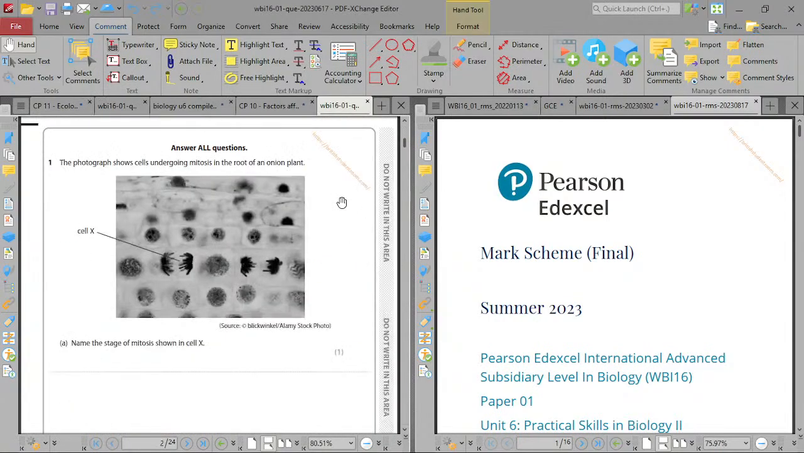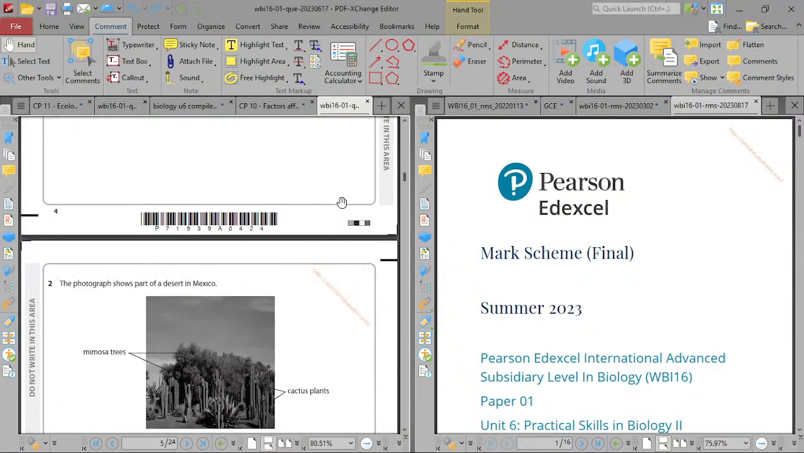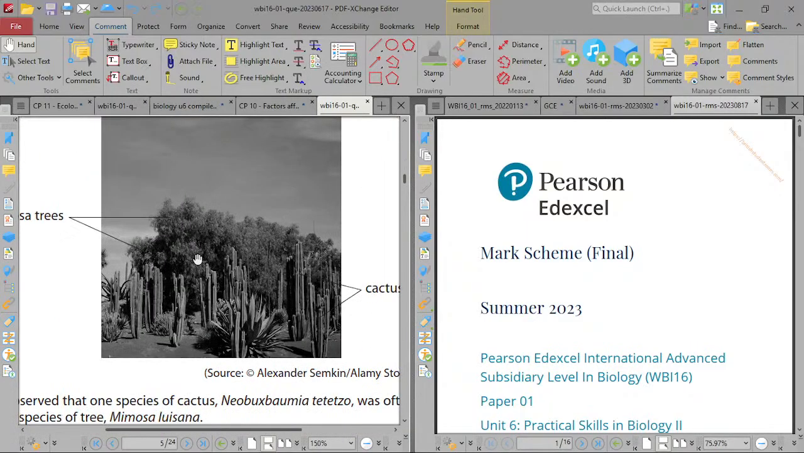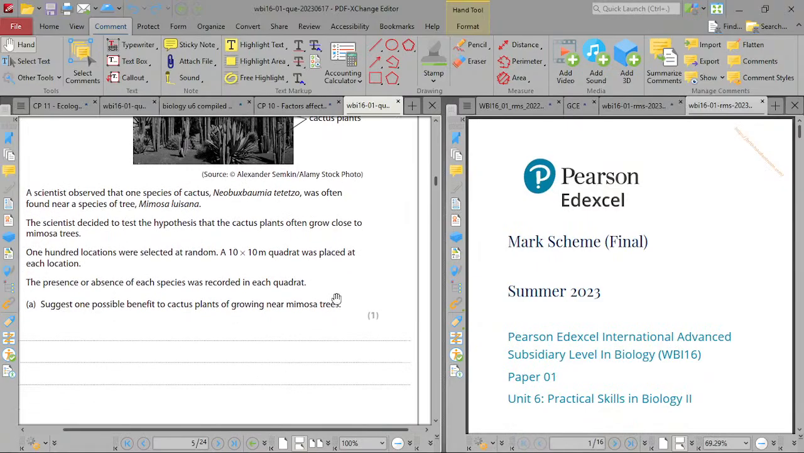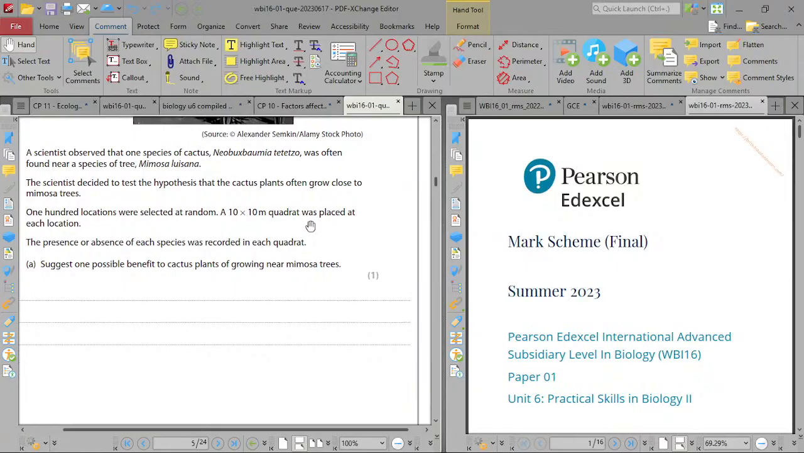So this is question number 2. Scientists observed that cactus plants often grow next to a species of tree. 100 locations were selected and a 10 quadrat was placed at each location. Presence or absence of each species was recorded.